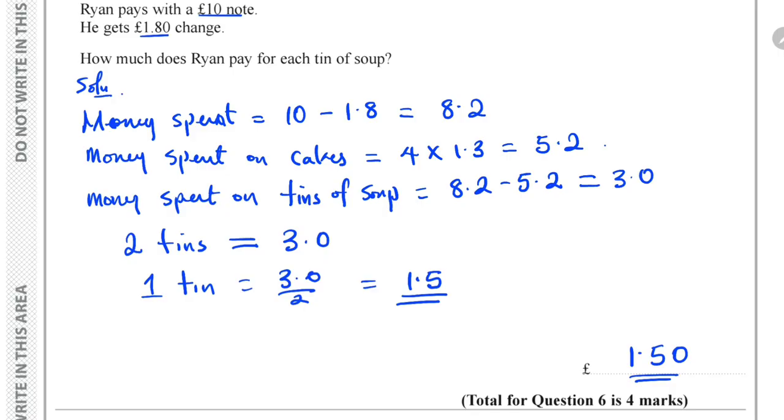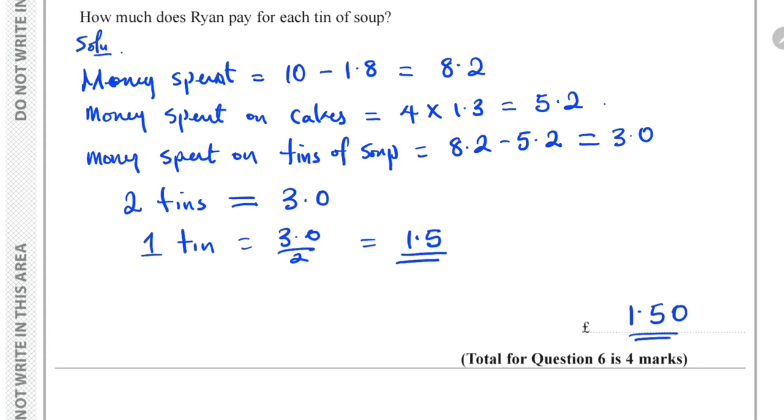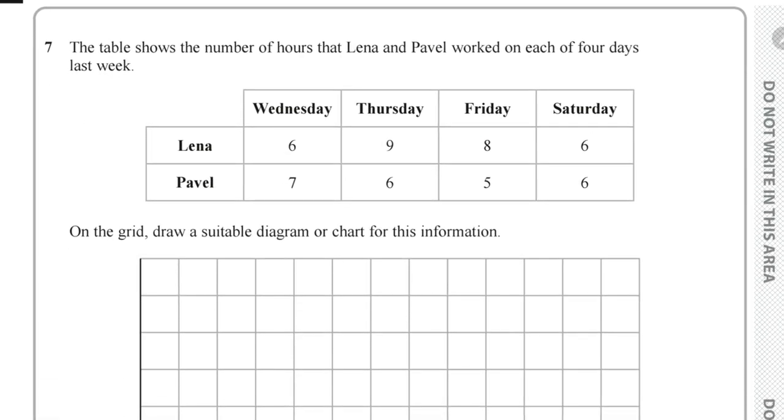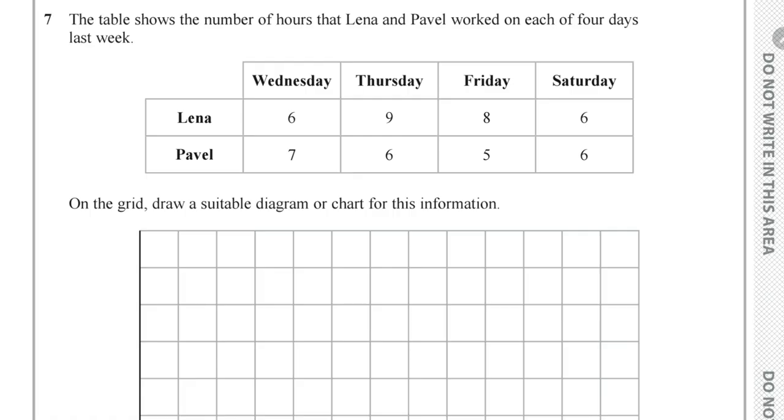Now, this is a very good explanation. I want to believe you understood everything, right? So let's move to the next question, which is question 7 now. Okay, number 7. The table shows the numbers of hours that Lina and Pavel worked on each of 4 days last week. Now, listen, you have your table, you have your information. Now, you are expected to draw a suitable diagram or a chart.